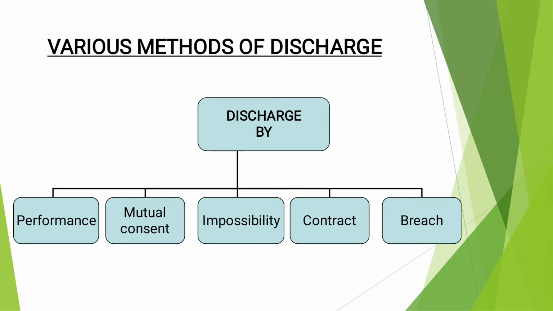First one is discharge by performance. Second one is discharge by mutual consent. Third one is discharge by impossibility. Fourth one is discharge of contract by operation of law. And the last one is discharge by breach of contract. Let me explain one by one in detail.